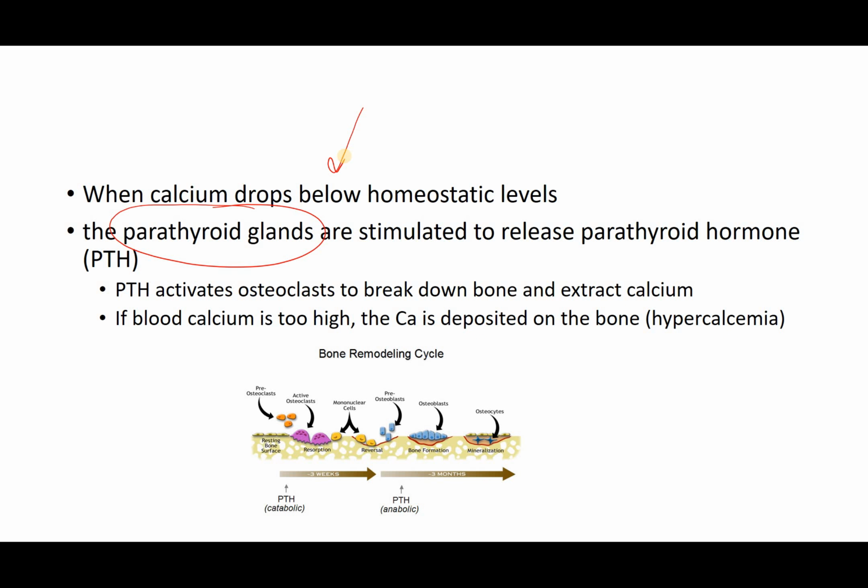Osteoclasts break down bone, and when that happens, calcium is removed from bone and gets into blood, and that will raise your blood calcium levels. The hormone that's responsible for that is parathyroid hormone.